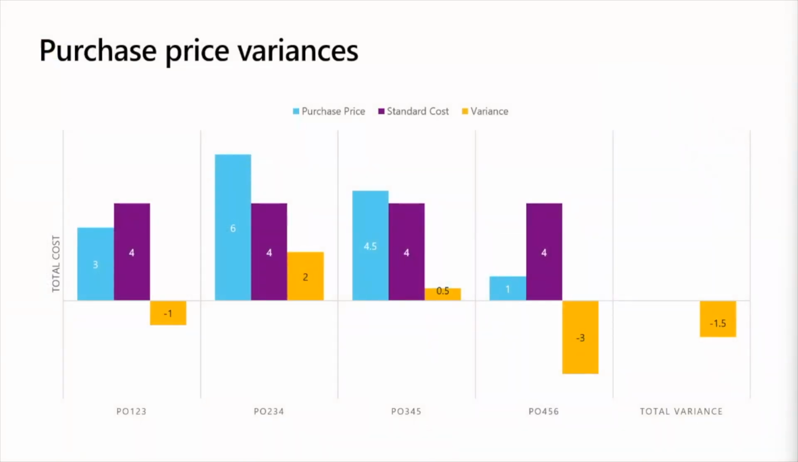Going back to the example that we looked at the beginning of this session to help explain standard costing, let's take a closer look at how purchase price variances are calculated. In the first PO 123, you can see that there is a variance of -1. This is because the actual cost of the purchase order is $3, but the standard cost is $4.